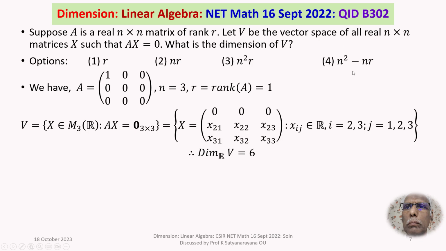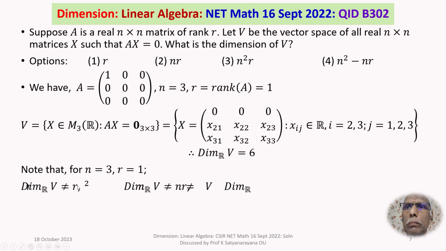Therefore, the answer to this question is option 4. Now, note that for N equal to 3, R equal to 1, the dimension of V over R is not R because it is 1 only. It is not NR because NR is 3. And it is not N square R because N square R is 9. But the dimension of V over R is N square minus NR. So the answer to this question is option 4.